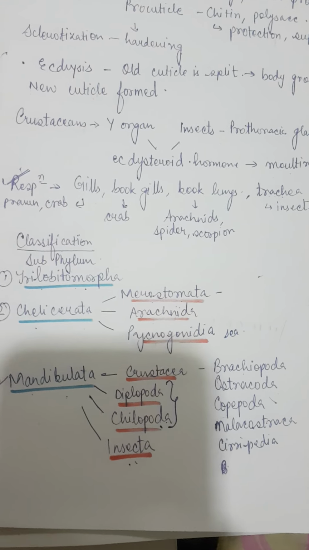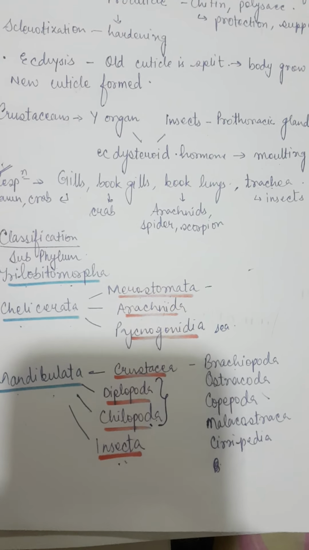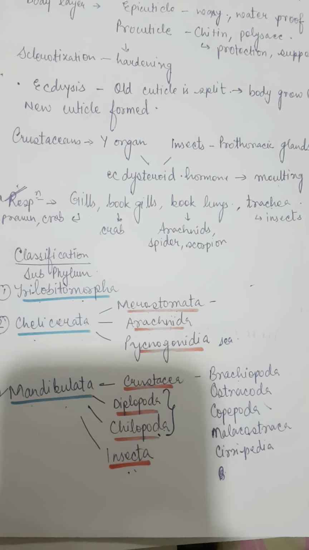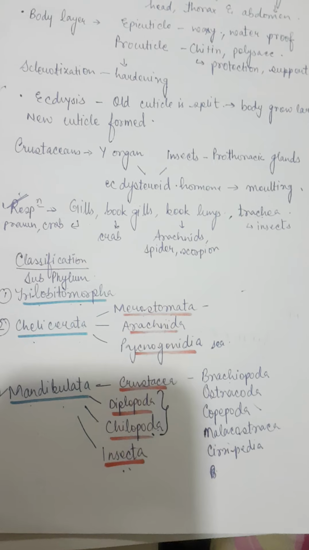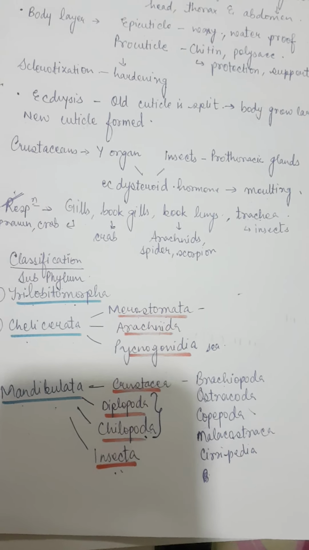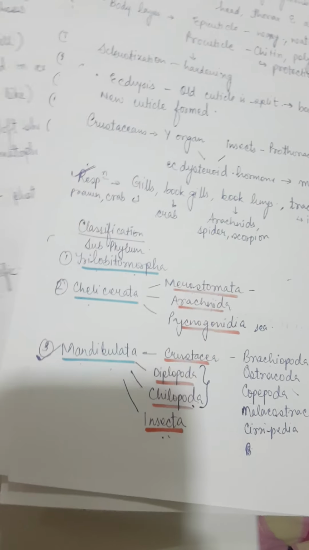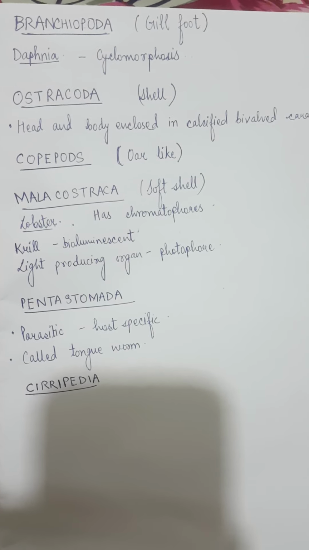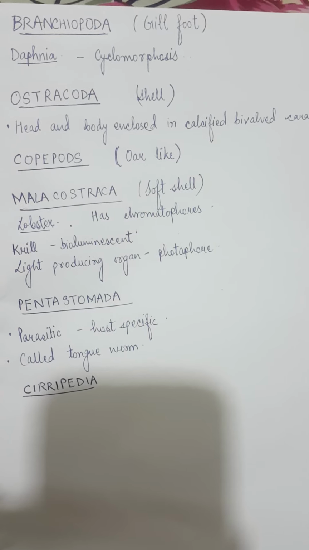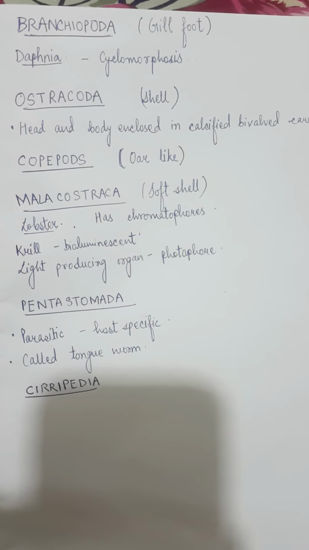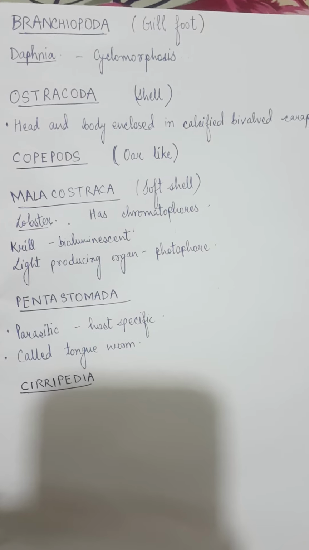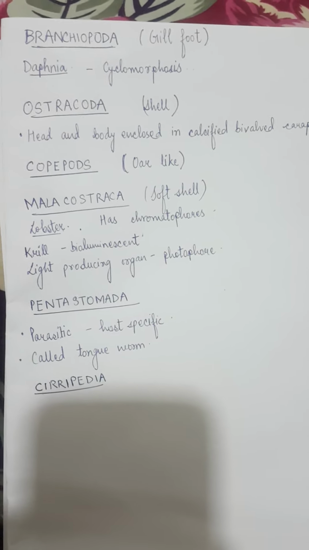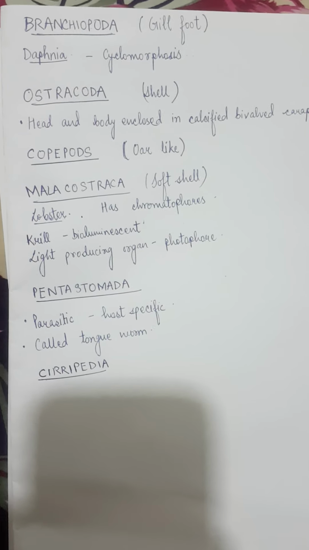Now we have discussed class Insecta, then comes the class Crustacea, which has many subclasses. Starting with Branchiopoda, the details of these subclasses are not that much required. It can be viewed in short. Now first we will see the subclass Branchiopoda. It is called gill foot because the gills are present at the end of the foot, and therefore the name, and it includes Daphnia.